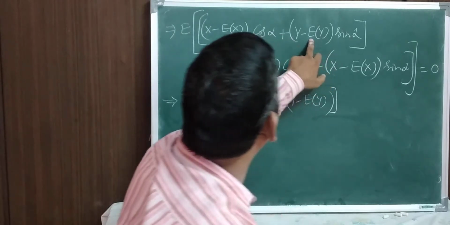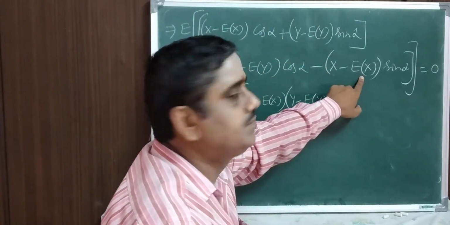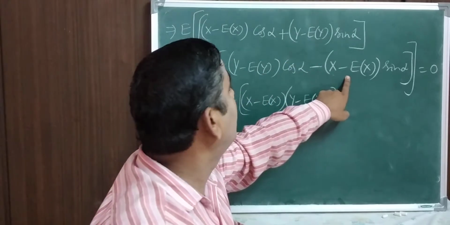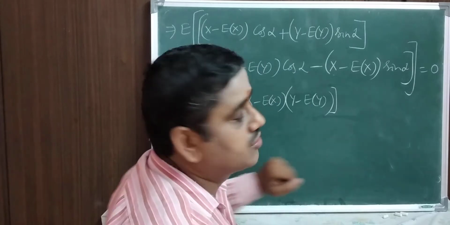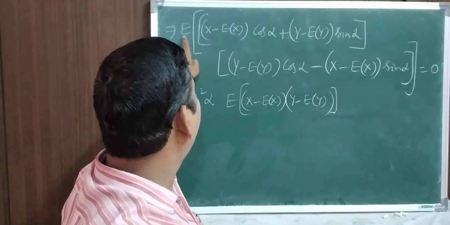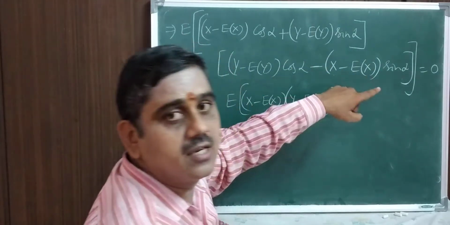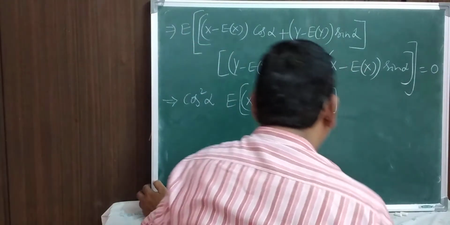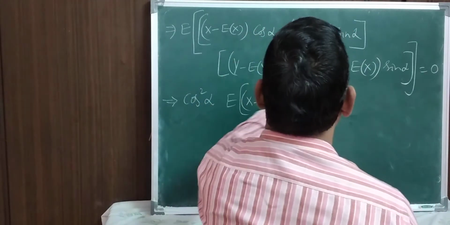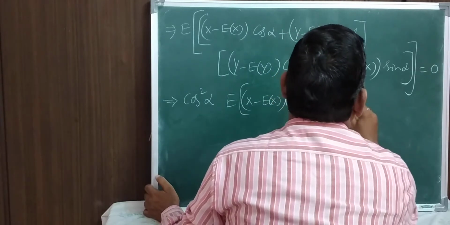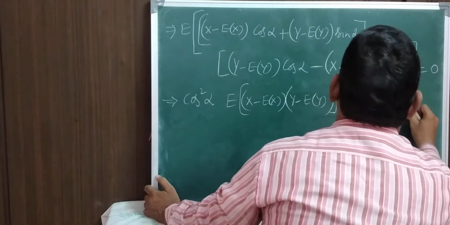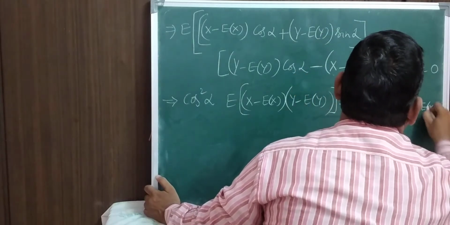The second term: if you multiply the first term with the second term, that is x minus expectation of x into x minus expectation of x, the whole square, and cos alpha into sin alpha. Cos alpha into sin alpha is a constant, so I am taking it outside of the expectation. Then plus multiplied by minus gives minus, so minus cos alpha into sin alpha multiplied by the expectation of x minus expectation of x the whole square.